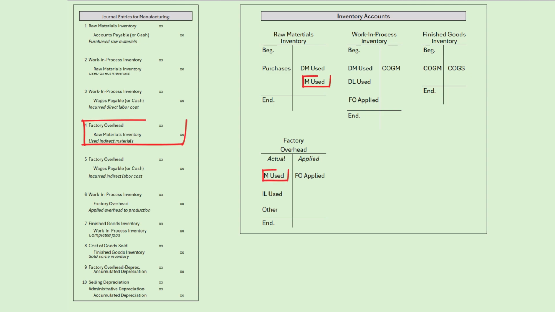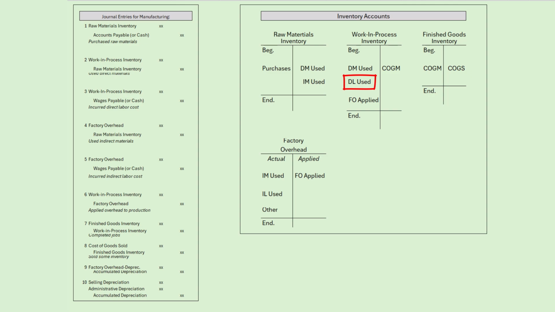So when indirect materials are requisitioned, they'll also come out of the raw materials warehouse or area, but they will just be debited to factory overhead, where they will be pooled with many other indirect costs, and later they will just be assigned to the work in process. Okay, next, let's talk about the direct labor. I don't have a T account here for labor, but when we pay direct labor, we will debit work in process.